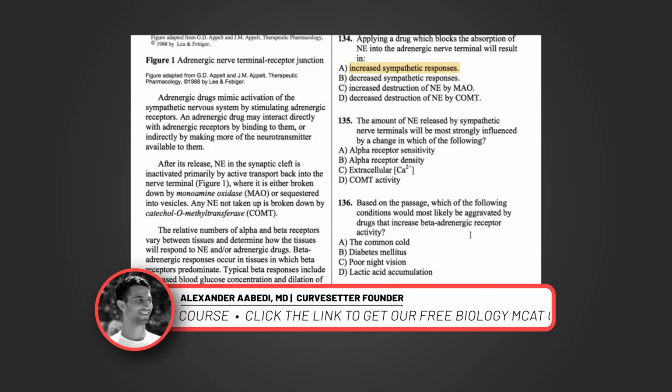So A and B are out because they're not necessary for release of norepinephrine. They're necessary for response to norepinephrine, but they're not necessary for its active release, right? So if we remember what we talked about earlier, we said that the way that synaptic transduction works is that beforehand you have an action potential travels down the axon, it reaches the terminal, and then you have opening of voltage-gated calcium channels. Calcium floods in, it binds to vesicles, does its thing, and then the vesicles fuse with the membrane of the axon terminal, and bang, they release the neurotransmitter.